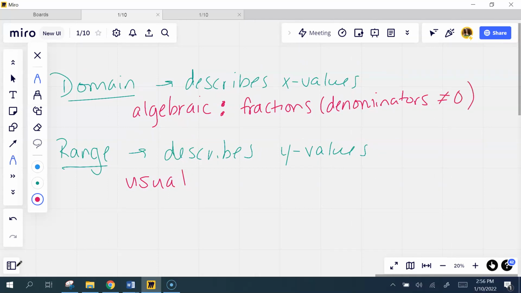And radicals, because square roots can't be negative underneath. Okay, so we're looking for these two things.